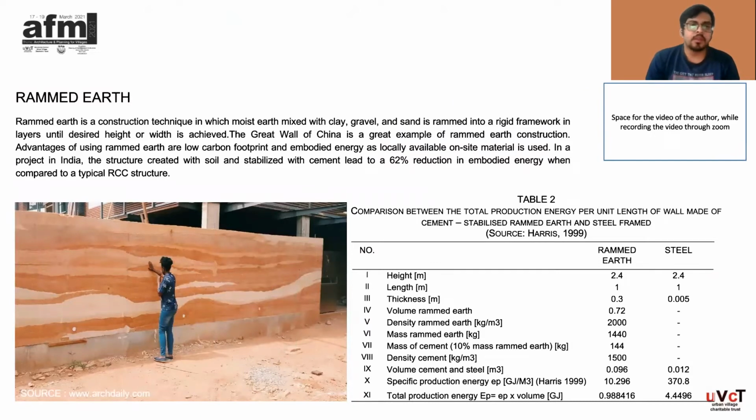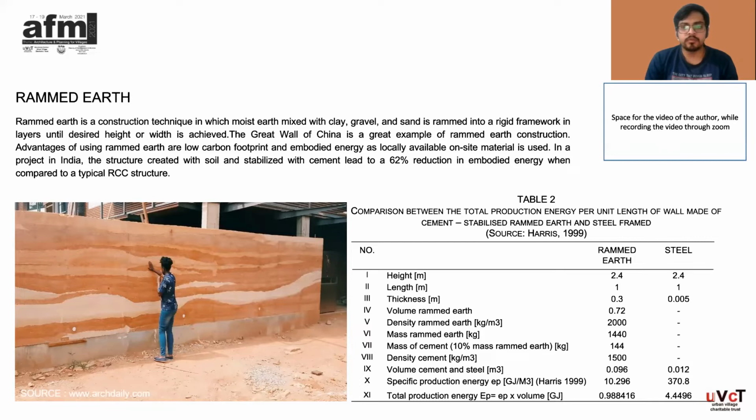Rammed earth. Rammed earth is a construction technique in which moist earth mixed with clay, gravel, and sand is rammed into a rigid framework in layers until the desired height or width is achieved. The Great Wall of China is a great example of rammed earth construction. Advantages of using rammed earth are low carbon footprint and embodied energy, as locally available on-site material is used. In a project in India, the structure created with soil stabilized with cement led to a 62% reduction in embodied energy when compared to a typical RCC structure.